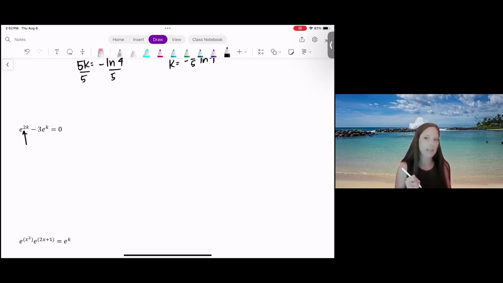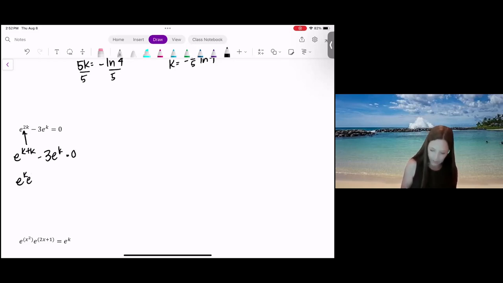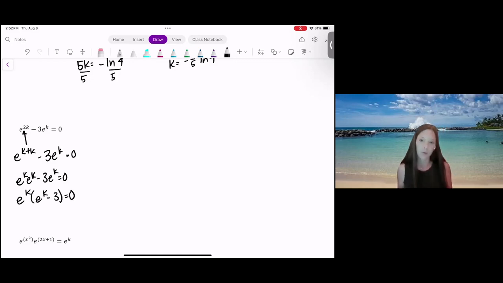E to the 2k is not e to the k squared. 2k means k plus k. This is the same thing as e to the k plus k minus 3e to the k, or e to the k plus k minus 3e to the k equals 0. And the reason I say that is because I want you to understand that when I take out the e to the k, I'm still left with an e to the k. I'm not just left with 2. So if I factor out e to the k, I have e to the k times e to the k minus 3 equals 0.